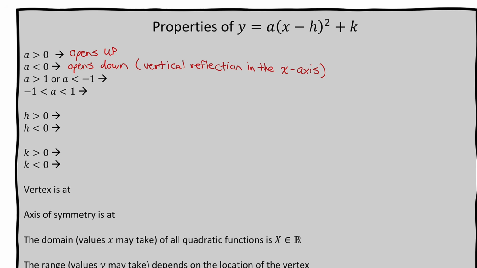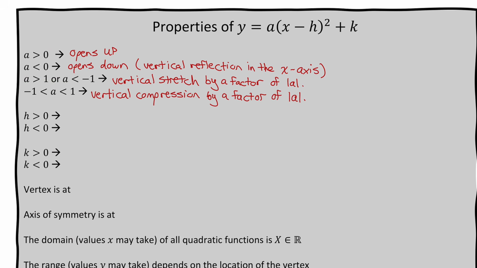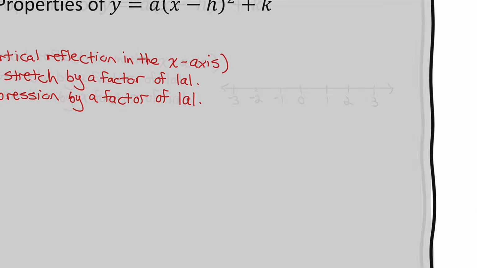And then remember, a can also cause stretches and compressions. If a is bigger than 1 or less than negative 1, it causes a vertical stretch by a factor of the absolute value of a. And if a is between negative 1 and 1, there is a vertical compression by a factor of the absolute value of a. And sometimes it helps people if I draw a number line to summarize this.